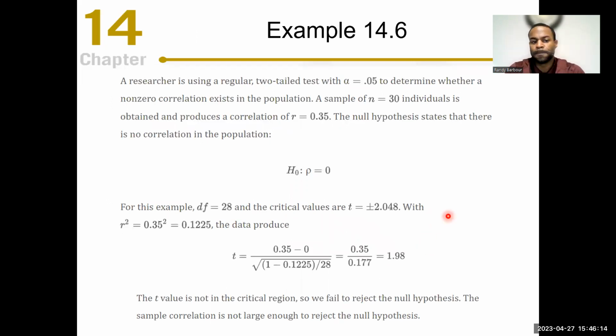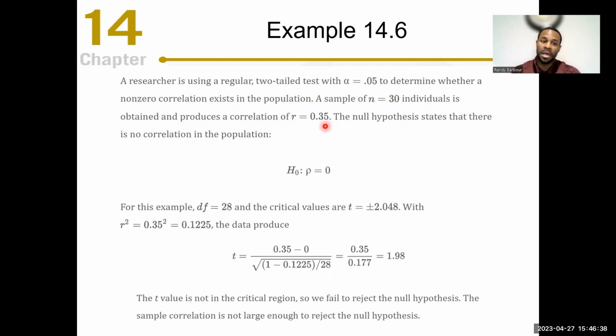Okay, so it says a researcher is using a regular two-tailed test with an alpha level of 0.05 to determine whether a non-zero correlation exists in the population. Okay, so a sample of n equals 30 individuals is obtained and produces a correlation of r equals 0.35. Okay, so it's a very, very low correlation. Okay, but it is a positive correlation.